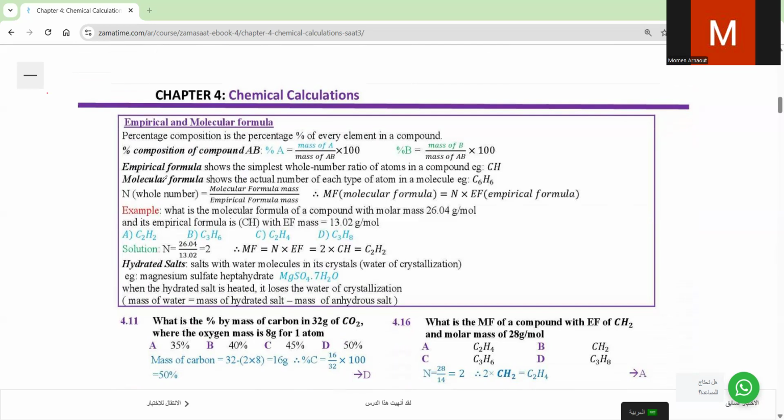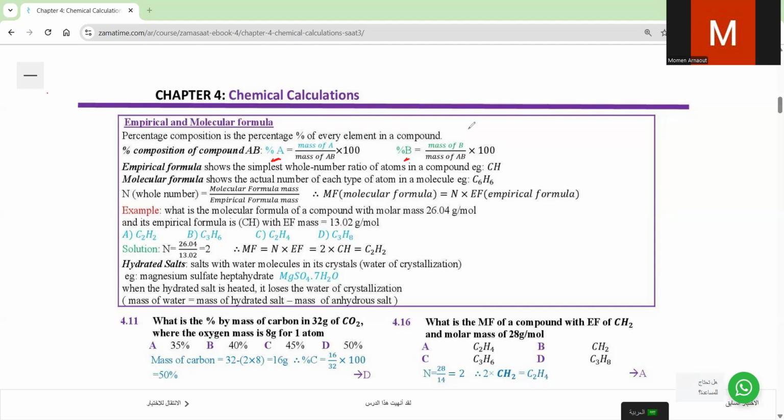First, here it's talking about how can you calculate the percent composition of a compound. The percent composition of a compound is the percent by mass of each element inside it. For example, percent composition of compound AB is the percent of A inside this compound and the percent of B inside this compound. How can I find percent of A? Mass of A divided by mass of the total compound AB. The same for the percent by mass of B.